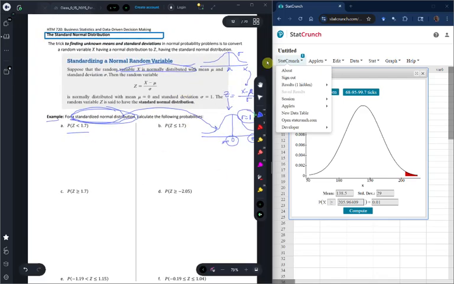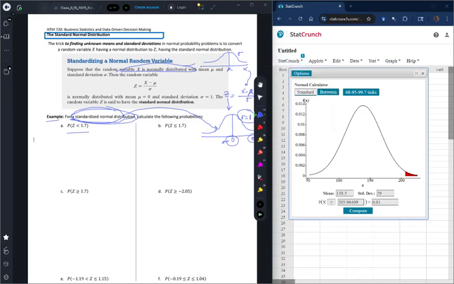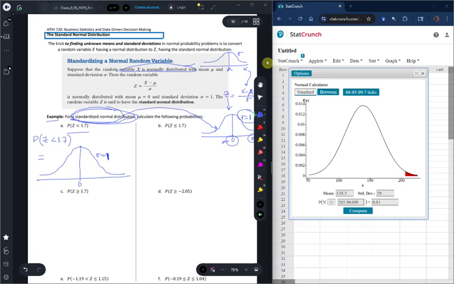If I want to find the probability that z is less than 1.7, then I'll need the standard normal distribution, whose mean is always 0 and standard deviation is always 1. This is true for any standard normal random variable. I will locate 1.7, and I'm interested strictly in the probability to the left of 1.7. That will be this whole area.